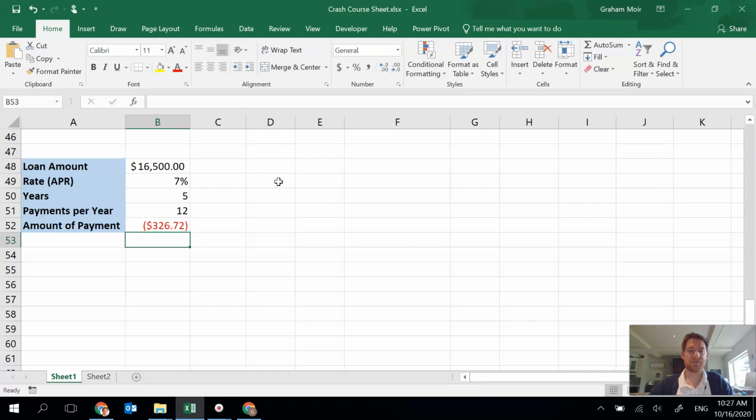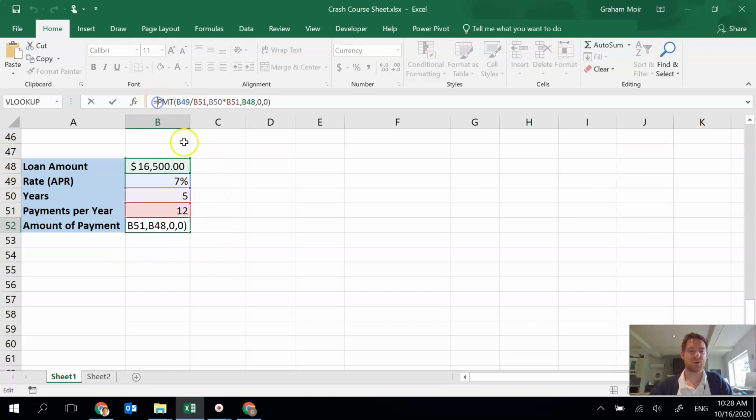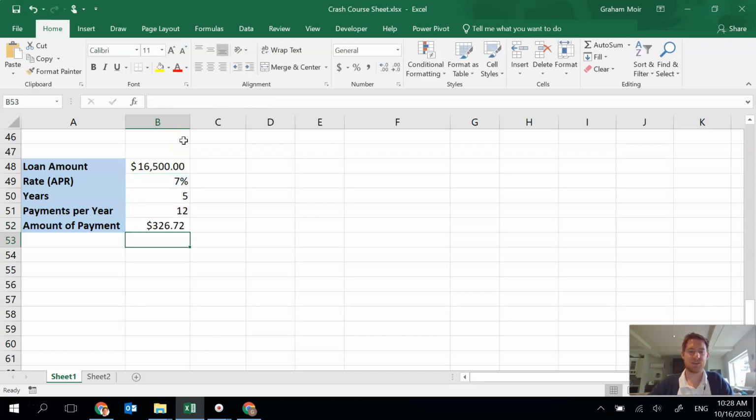So because our financial functions in Excel work on a cash flow basis, well, we have a loan that's 16,500 and we have to outflow cash to pay it down. So this will return a negative number, and typically in your Excel sheets, your instructions will tell you that you want it as a positive number. So the easiest way to change this is just to go in your formula, put your mouse in between the equals and the PMT, put a minus, and hit enter. And there you go. So it's changed to a positive number.